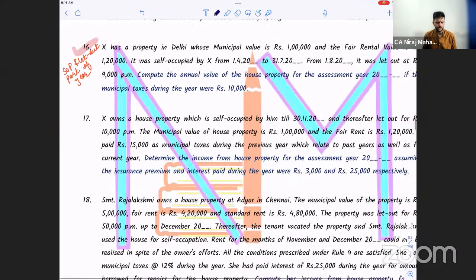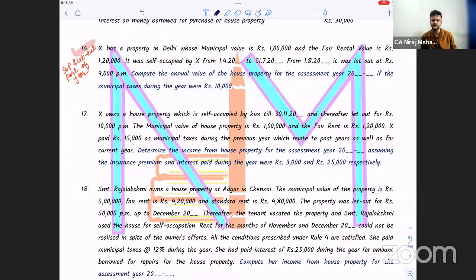X has a property in Delhi whose municipal valuation is 1 lakh. FR is 120. Standard rent is not given. It was SOP by X from 1/4/22 to 31st July 22. April, May, June, July, 4 months. From 1st August itself, immediately, it was let out at rupees 9,000 per month. Compute the annual value of the HP for AY 23-24, if municipal taxes during the year was 10,000.